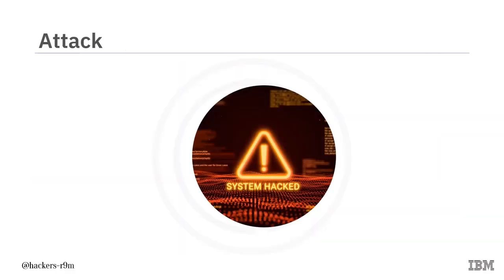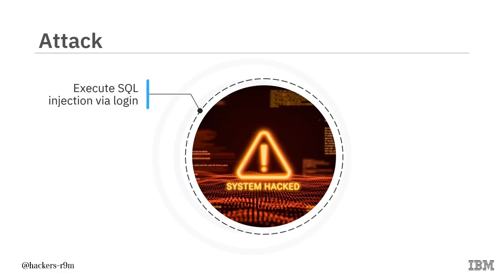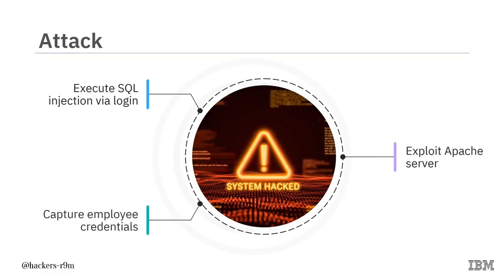With the first data gathered, the pen testers move on to the attack phase. They execute an SQL injection attack via the login feature, gaining unauthorized access to the user database, which holds sensitive player information. They also exploit the outdated Apache server to access the internal network, planting a keylogger to capture employee credentials. A simulated phishing campaign is launched to assess the employees' susceptibility to social engineering, revealing several weak spots.